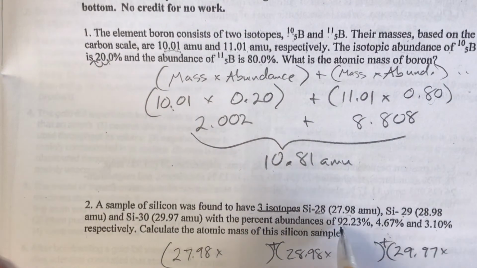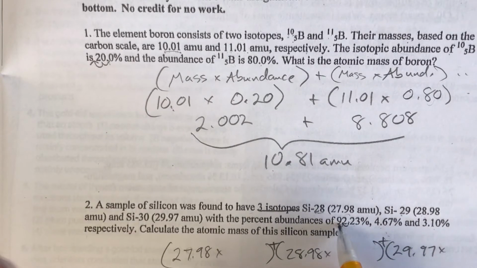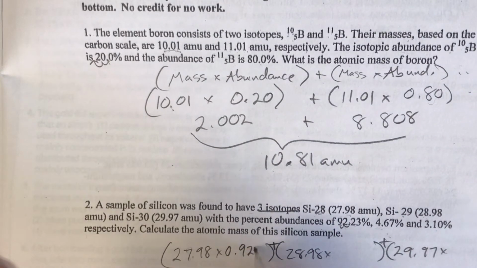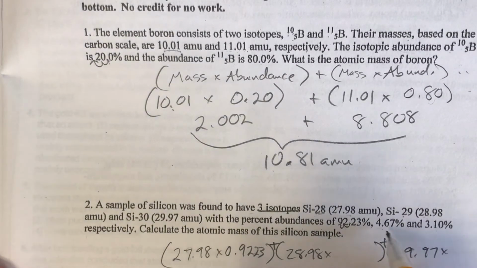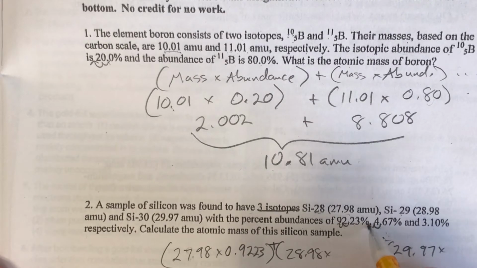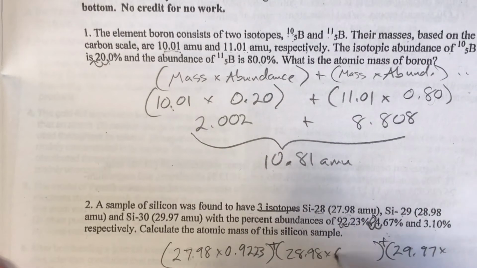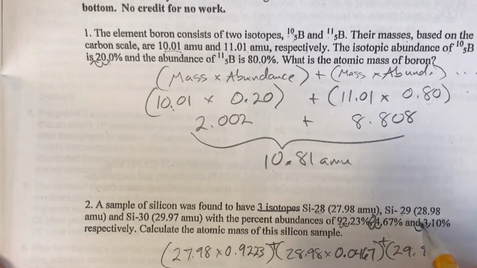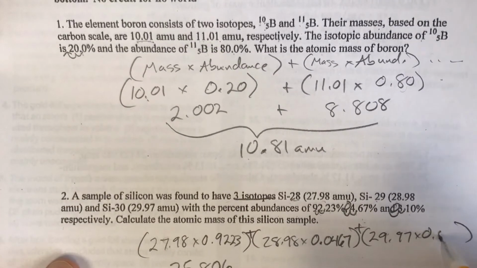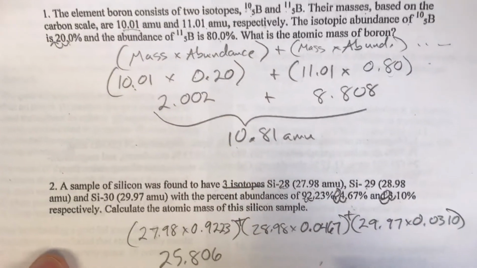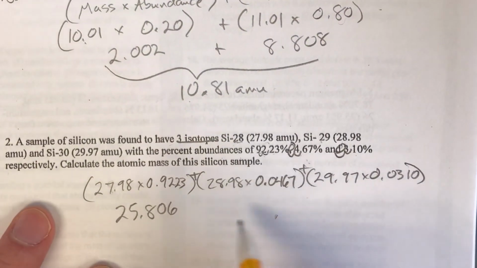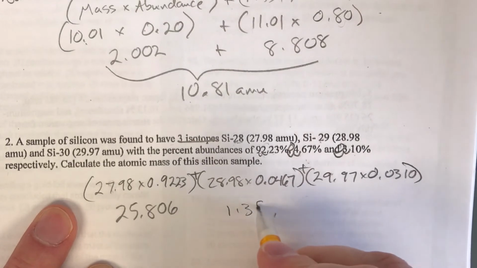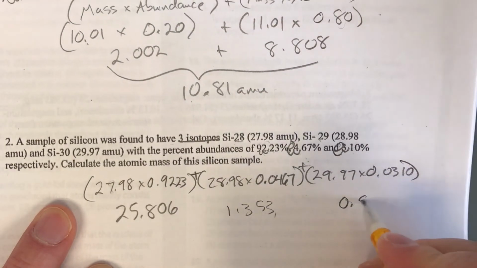So my first percent, 92.23, if we move our decimal over 2 places, 0.9223, which is 25.806. If we have 4.67, we've got to switch that over twice. Remember, put that 0 in there, so it's 0.0467. That's where people often make an error. And then again, 2 places over, we want to make sure that we get that other 0 in there, 0.0310. And so when we do the math, make sure you're seeing this. This is 1.353, and this is 0.929.